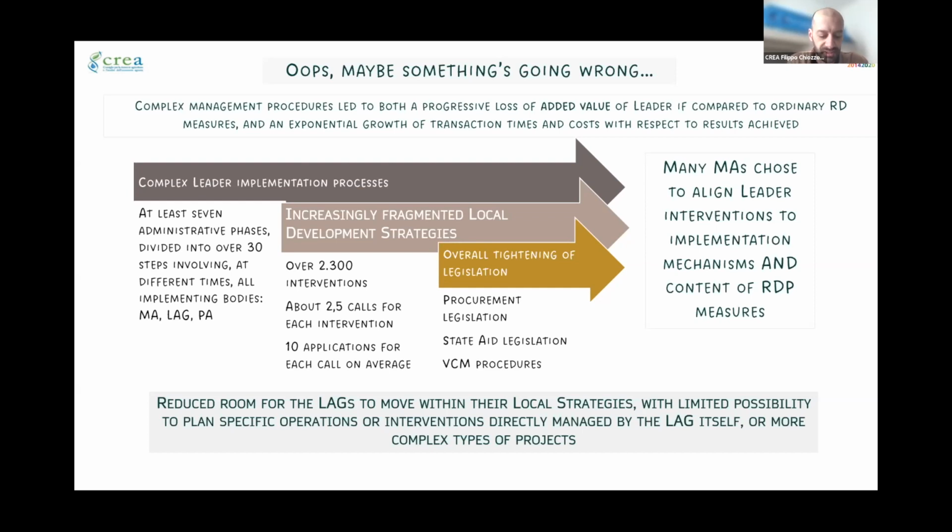So this huge administrative burden led many managing authorities to align the LEADER interventions as much as possible to the implementation mechanisms and the contents of the common RDP measures. And so reducing the room for the LEGs to move within their local strategies, to plan specific operations or projects, or interventions directly managed by them, or more complex types of projects like some that we already mentioned.